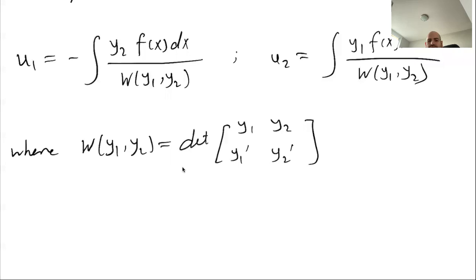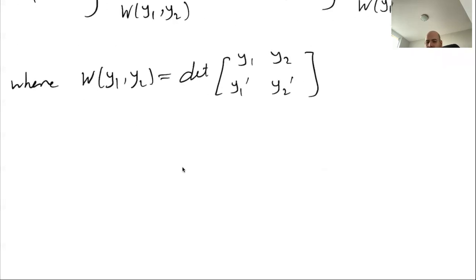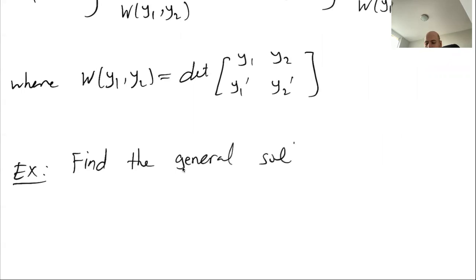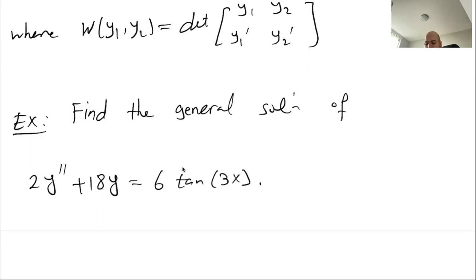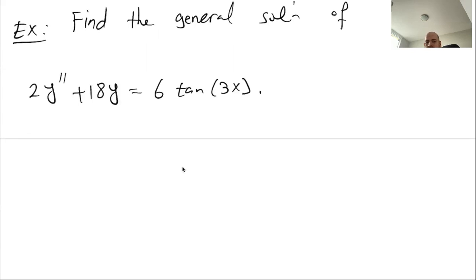Now, let's look at an example of applying this method. Example: find the general solution of this equation, 2y double prime plus 18y equals 6 tan 3x. We want to find the general solution of this equation.